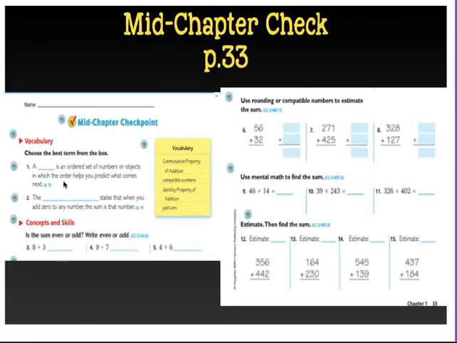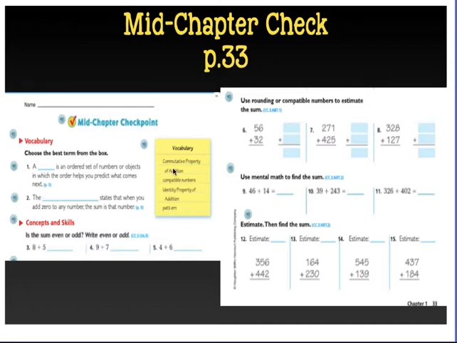The first couple questions here ask you to use the vocabulary bank right here. It says, a blank is an ordered set of numbers or objects in which the order helps you predict what comes next. And if I think back to this, I'm thinking that we practice by going 2, 4, 6, 8, what comes next? Or 5, 10, 15, 20, what comes next?